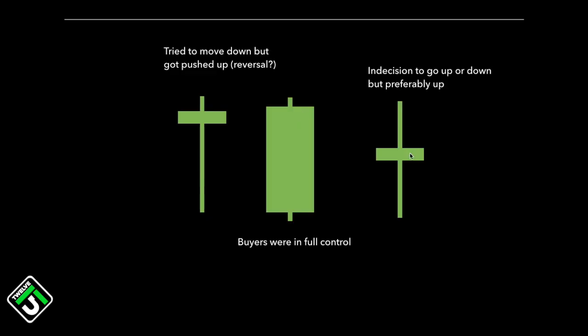What about this candle here on the right? We have a short-bodied candle right in the middle of these two long wicks. That means that there was an even tug of war between buyers and sellers. We try to go down, but then get pushed back up. We try to go up, but then we got pushed right back down.